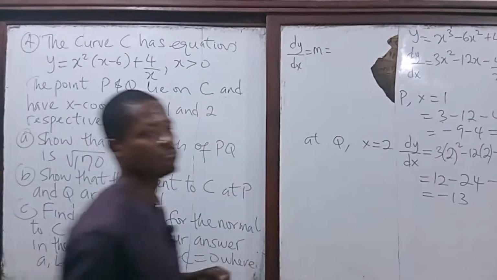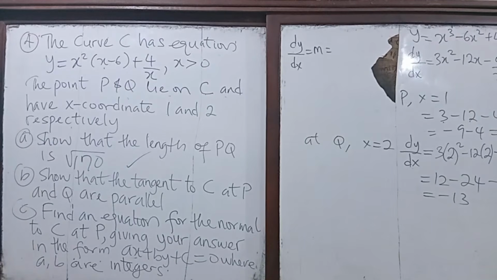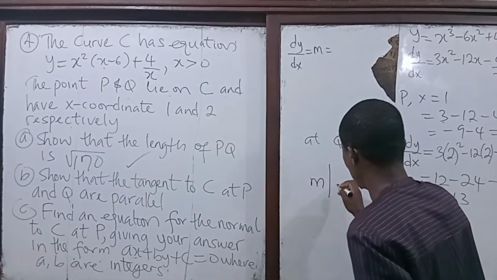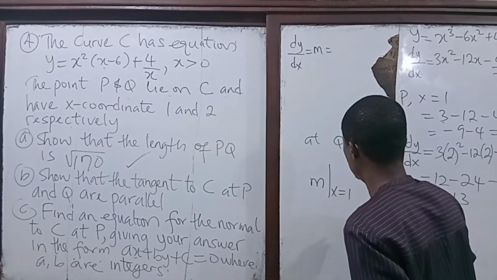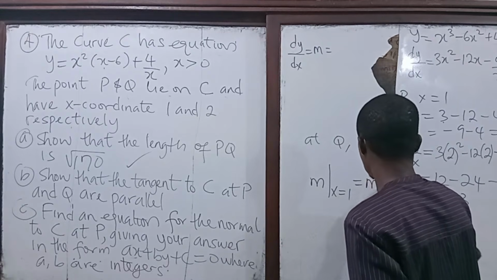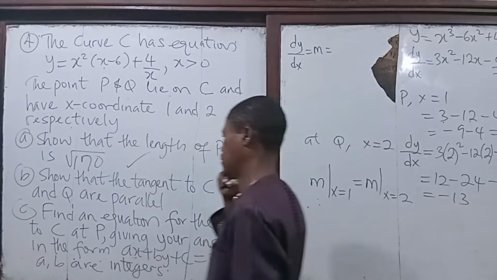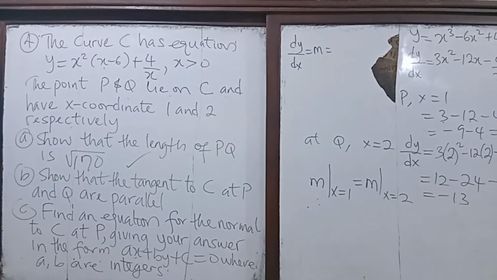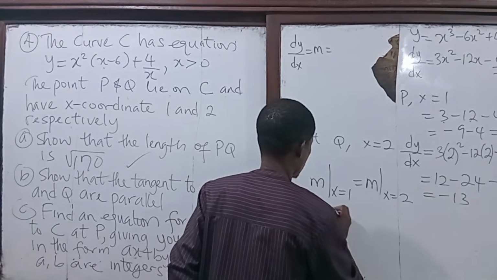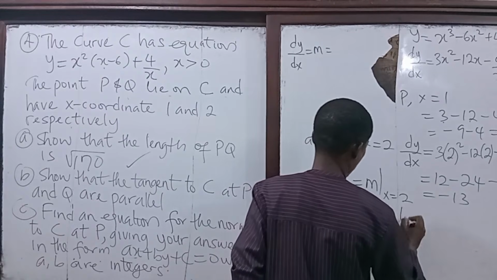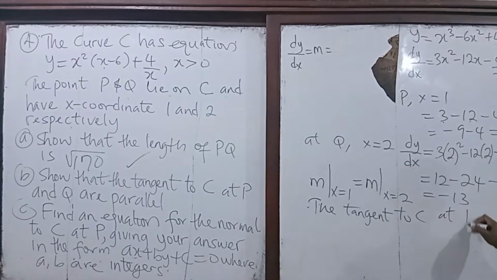And that confirms that the gradients, since the slope is the same, the slope at x equal to 1 is equal to the slope at x equal to 2. So this is what we have done. This confirms that the tangents to C at P and Q are parallel.